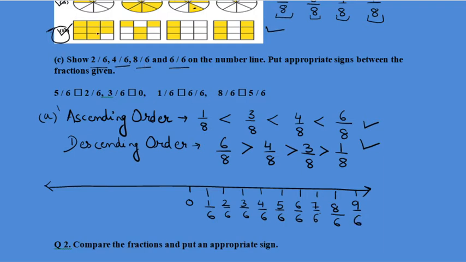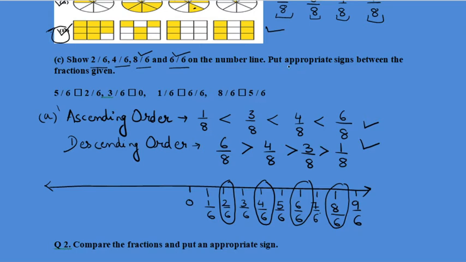You have to show 2 by 6. So 2 by 6 is here. Then you have to show 4 by 6. 4 by 6 is here. Then you have to show 8 by 6 and lastly 6 by 6. 6 by 6 and 8 by 6, right? So this is the C part, and we have given one more question.